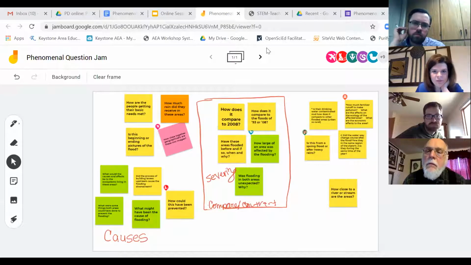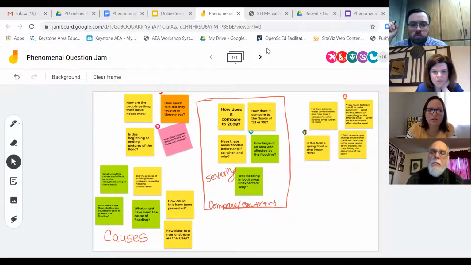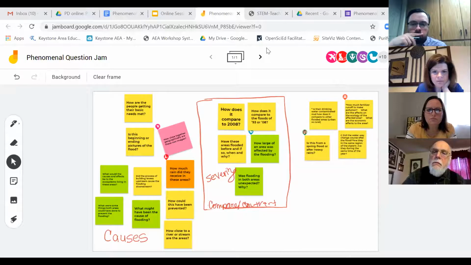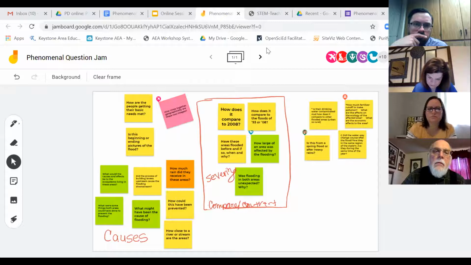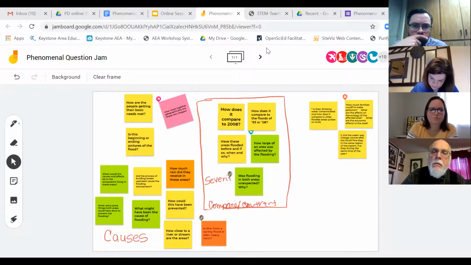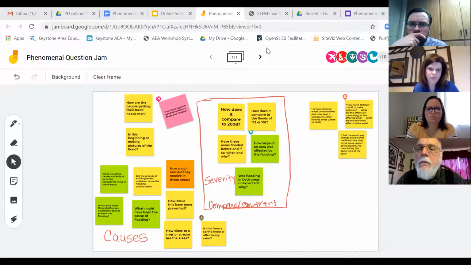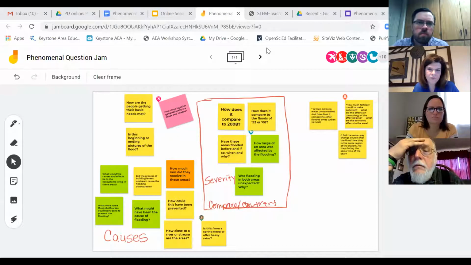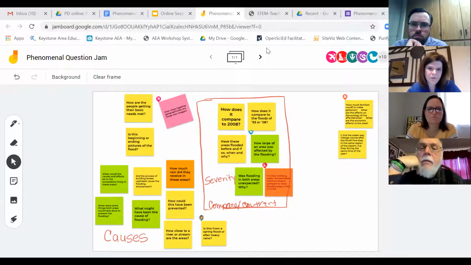Would the one with how much rain go with that? And is this from a spring flood or after heavy rains could go with it too? With the remaining stickies, do we have another theme that's kind of popped up?